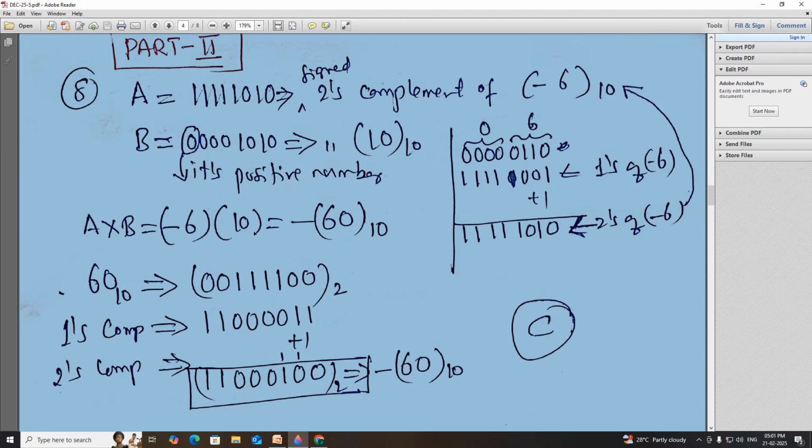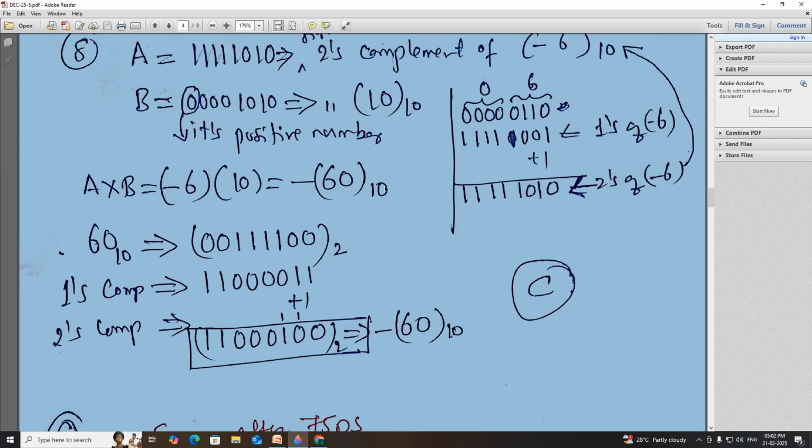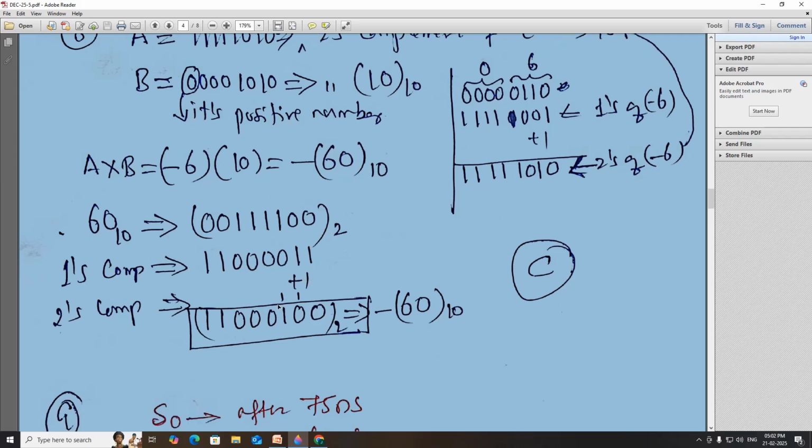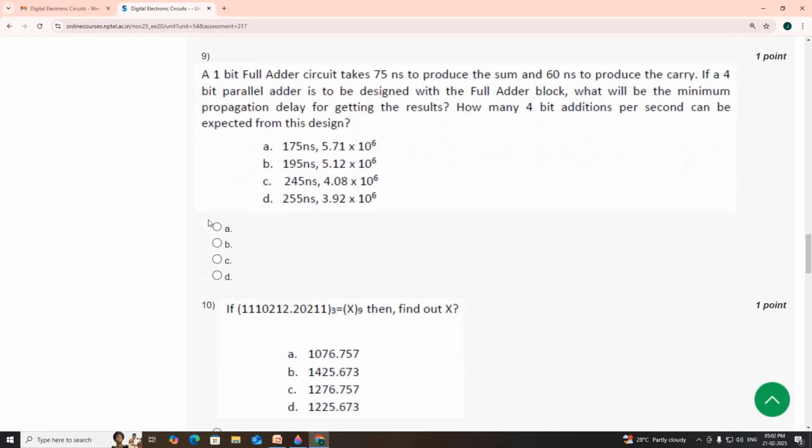So we now multiply both these two numbers, a into b. a is minus 6, b is 10. This becomes minus 60 decimal. So this minus 60 now has to be converted. We need to find the signed 2's complement of minus 60, and the procedure is the same. First find for plus 60, which is an ordinary binary number. Then take the 1's complement, and then finally take the 2's complement. So the 2's complement will be this one, which is 111, option C.